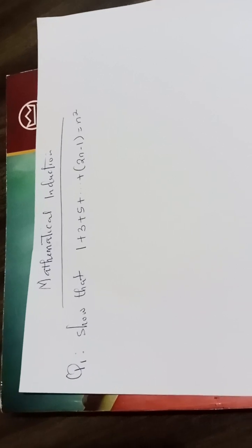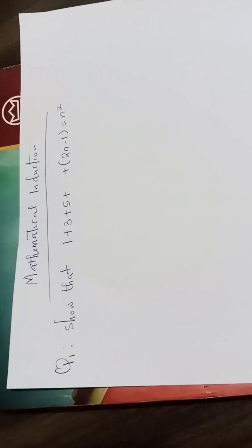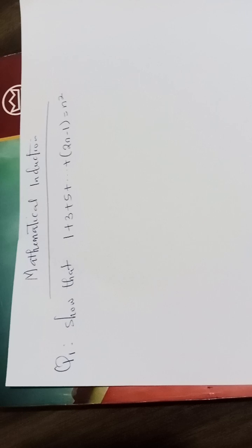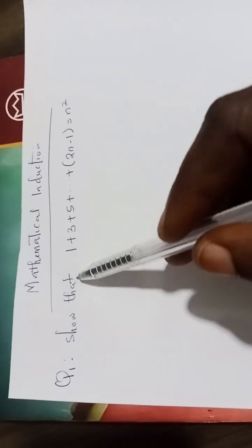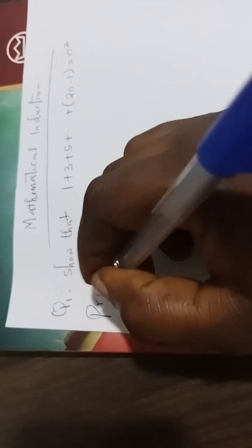Okay, so somebody sent like 7 questions on mathematical induction. So we are going to prove it together, and I hope you also find this interesting. Question number 1 says that we should show that 1 plus 3 plus 5 plus dot dot up to 2n minus 1 is equal to n squared. So let's do this together.